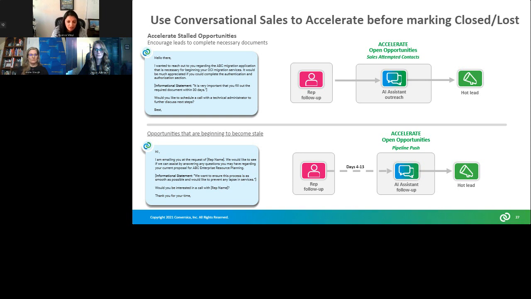They're not responding back to the rep. You can use conversational AI to try and push that pipeline forward. And here you can see the example of the rep's name being used, speaking on behalf of the rep: we'd like to see you had a current proposal for a certain solution. We wanted to ensure that this process is as smooth as possible. Hey, can we get you back on track with the rep to help move this forward? Now, this is time that the rep can spend, but if they're not getting any interest back, sometimes you will get a good response rate when you use an AI assistant. You're maintaining that consistent, persistent touch on that pipeline opportunity.